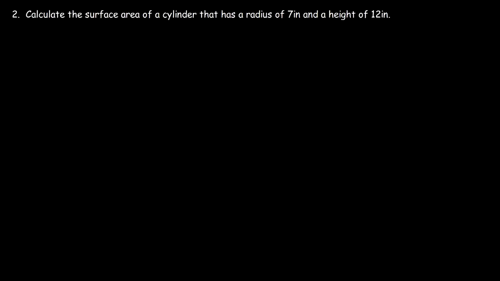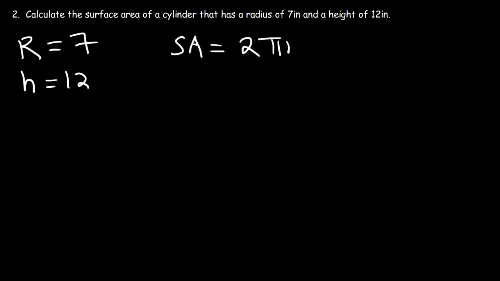Number 2. Calculate the surface area of a cylinder that has a radius of 7 inches and a height of 12 inches. So R is 7 and H is 12. Now let's write the formula. The surface area is 2 pi r squared plus 2 pi r times H.